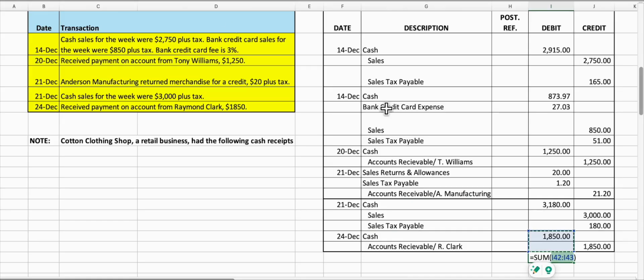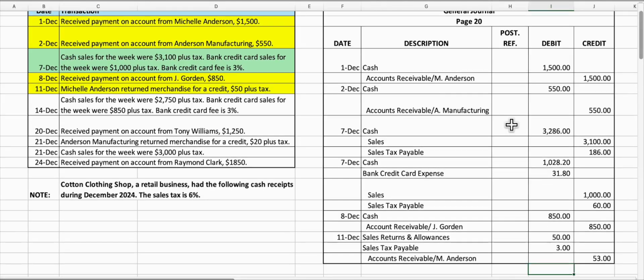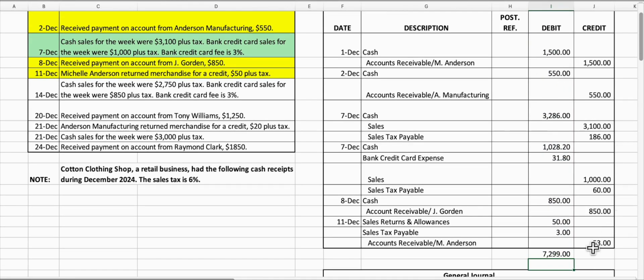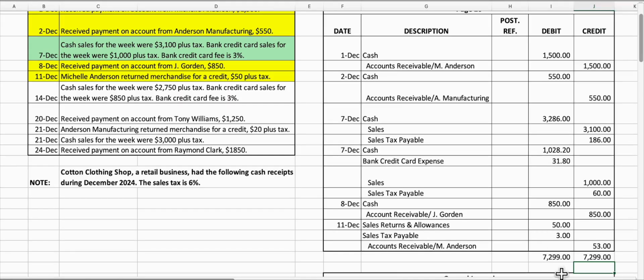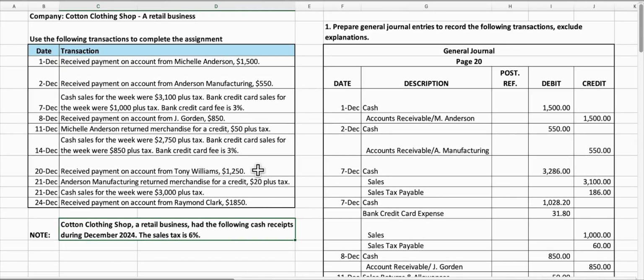So let's double check that the debits equal the credits. So on that page, they equal one another. Let's see, ensure that it does for page 20. And it balances on both sides. So credits and debits equal one another. And that takes care of today's video.